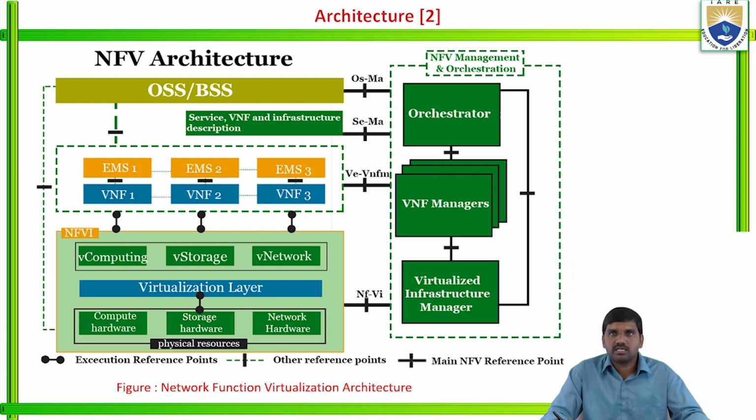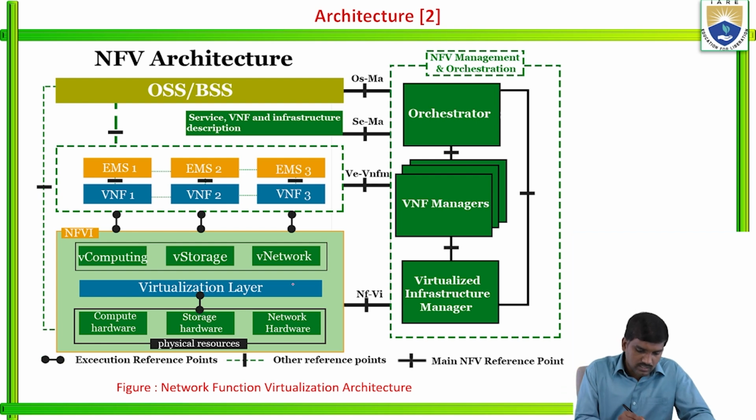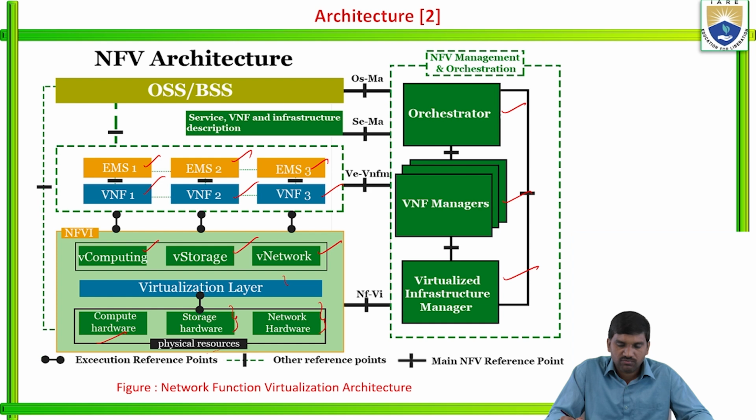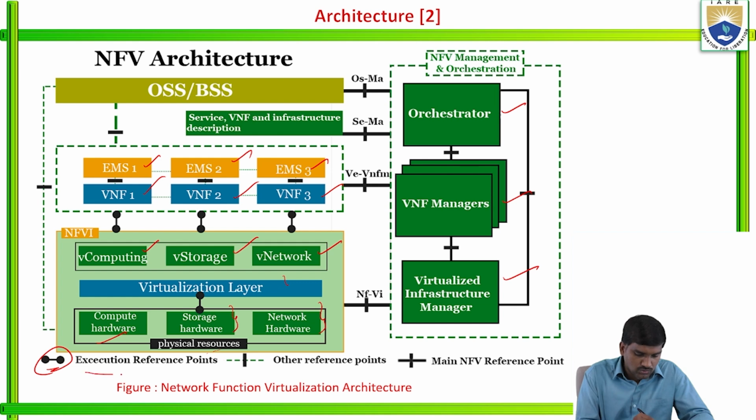So this is just the architecture view of NFV. Under the virtualization layer we have computer hardware, storage hardware, and network hardware. These are the physical resources, which are transformed into the virtualization layer: virtual computing, virtual storage, and virtual network. Based on that, we have the service and VNF infrastructure description, with EMS1, VNF1, EMS2, VNF2, EMS3, VNF3, like that. On the right side is the network management and orchestration: the orchestrator, VNF manager, and virtualized infrastructure manager. So this is the complete view. This symbol indicates execution reference points.